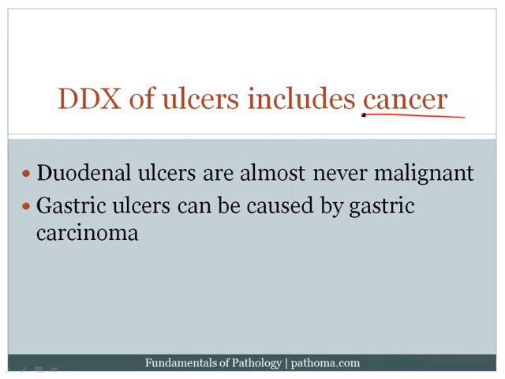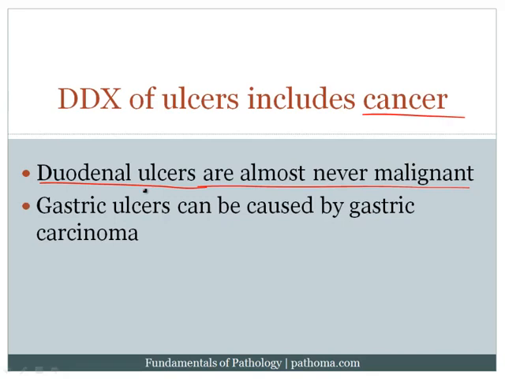And so when we have peptic ulcer disease, one of the things that comes to mind is: is this really peptic ulcer disease due to, for example, H. pylori, or is it cancer? Well, let me start the discussion by saying that duodenal ulcers are almost never malignant. That's a very important principle. In fact, duodenal carcinoma is super, super rare.